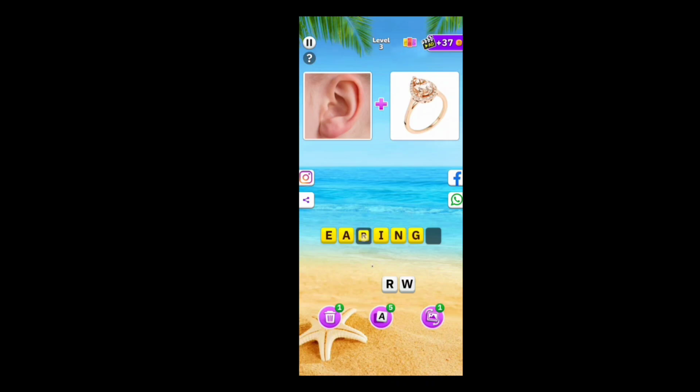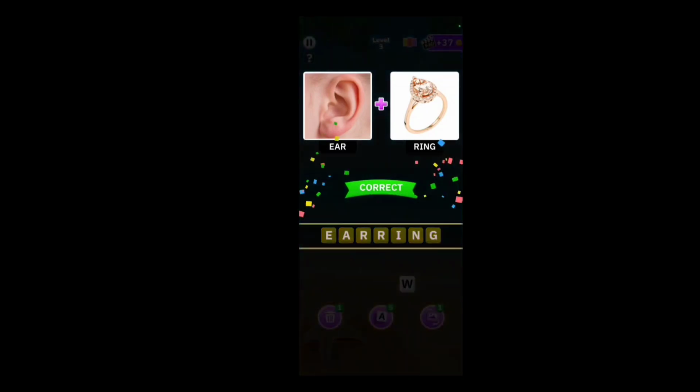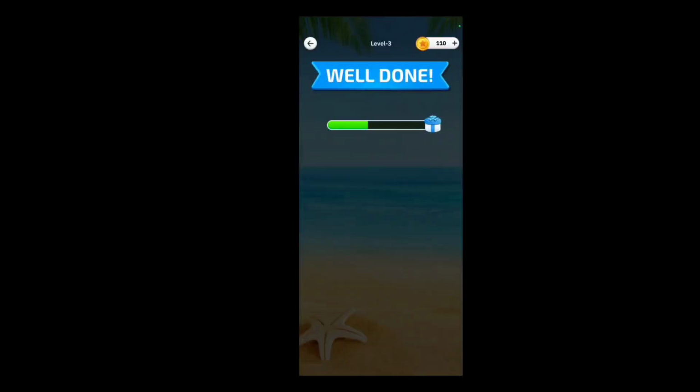Ear. Once again you should put that again, because this is the wrong spelling. So what is the spelling of ear? Yes, E-A-R, and ring is spelled R-I-N-G. ING. Yes, now your answer is correct.